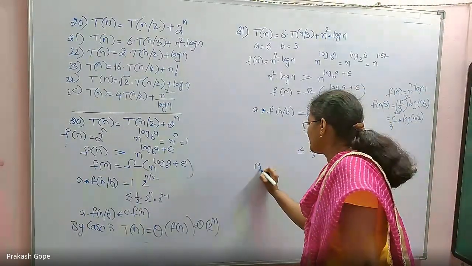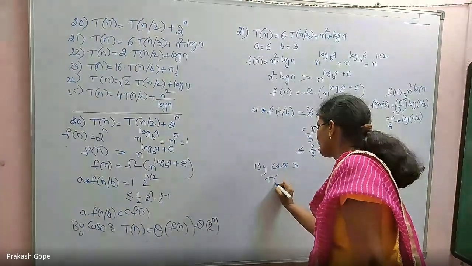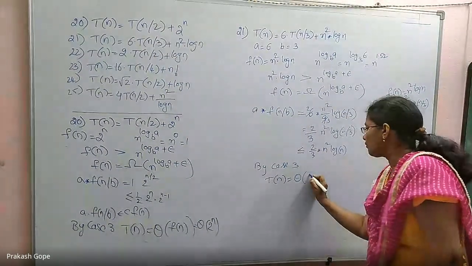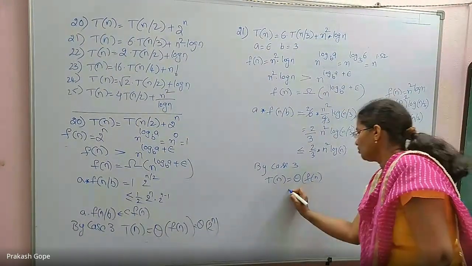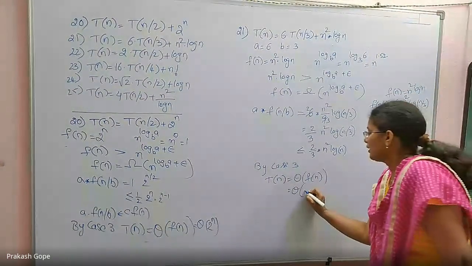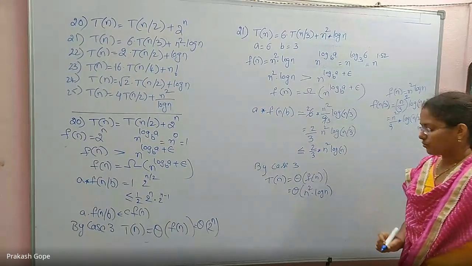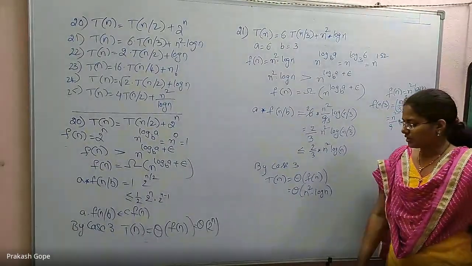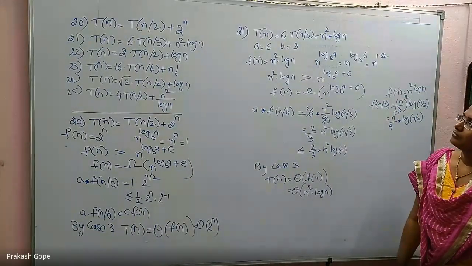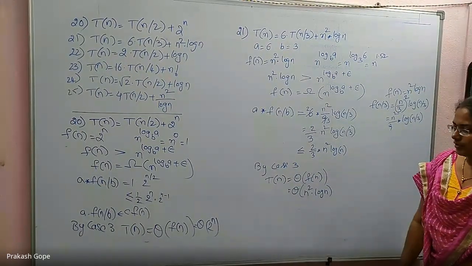So, by case 3, T of n is equal to theta of f of n. So, theta of, what is f of n? N square into log n. What is the answer? For this recurrence, the answer is theta of n square log n.